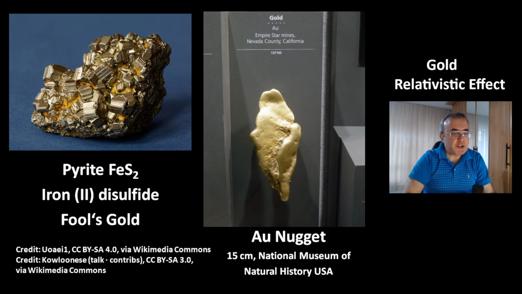This picture, the left picture, shows you a fool's gold, pyrite, FeS2, iron disulfide. And for comparison, at the right, you have the gold nugget from the National Museum of Natural History in USA. It is about 15 centimeters long.